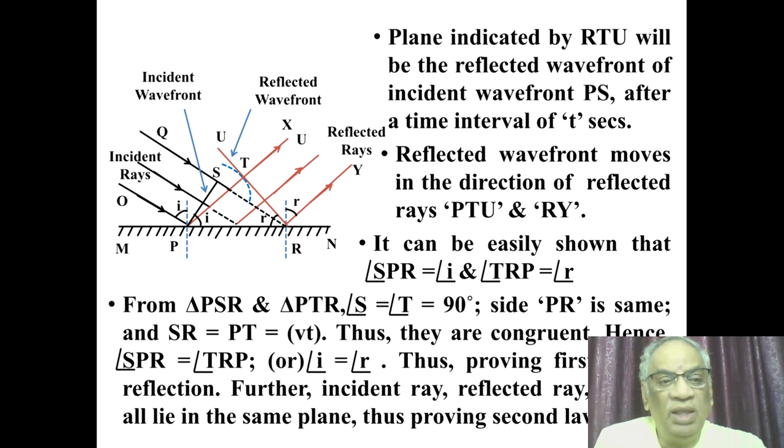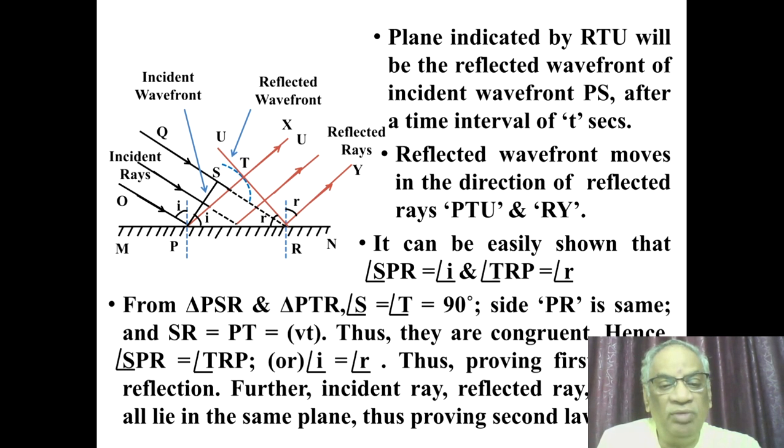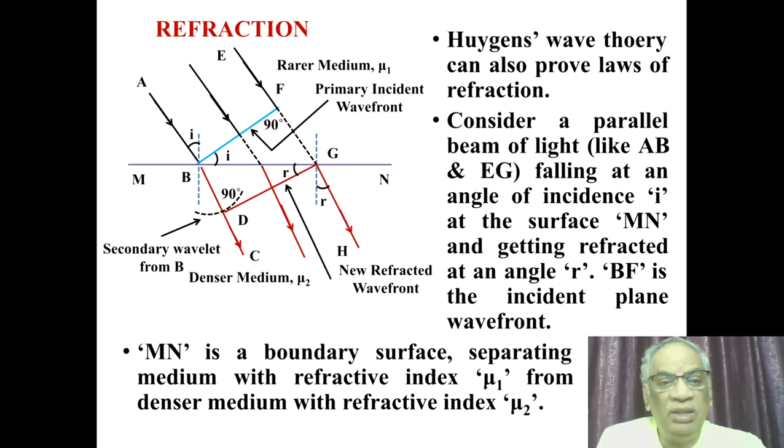Further, the incident ray, the reflected ray, and the normals at different points all lie in the same plane, that is perpendicular to the plane of the slide, thus proving the second law of reflection. Hence, we prove the laws of reflection based on the Huygens wave theory of light. Now let us go to refraction. Huygens wave theory can also be used to prove the laws of refraction.